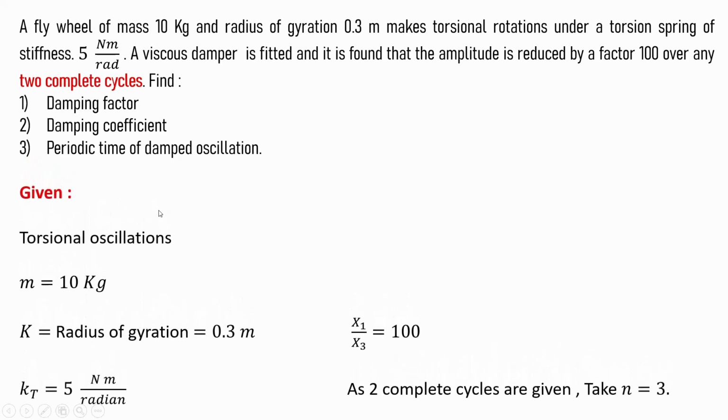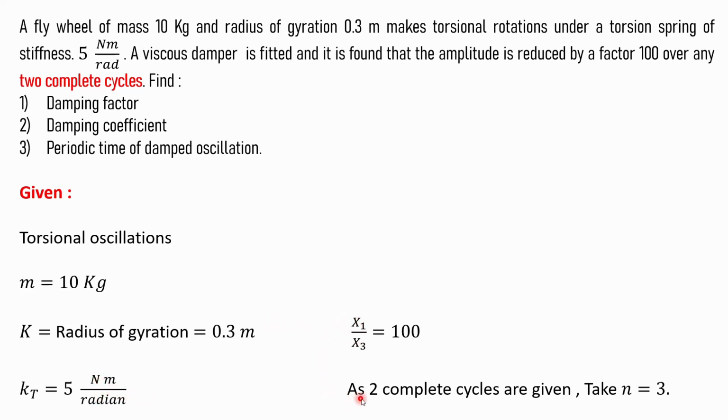So let us write down the data first. This is the case of torsional oscillations. Mass is 10 kg. Radius of gyration capital K is 0.3 meter. Then torsional stiffness is 5 Newton meter per radian.